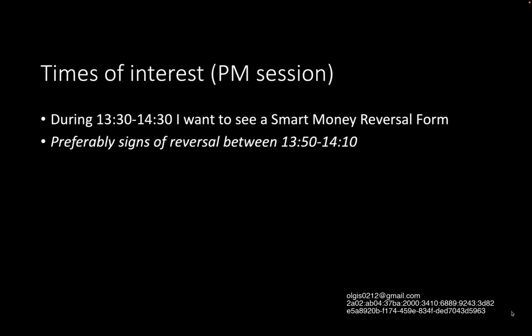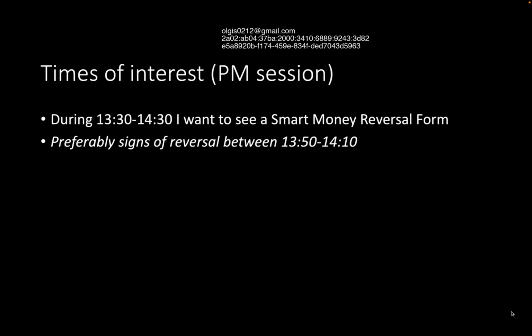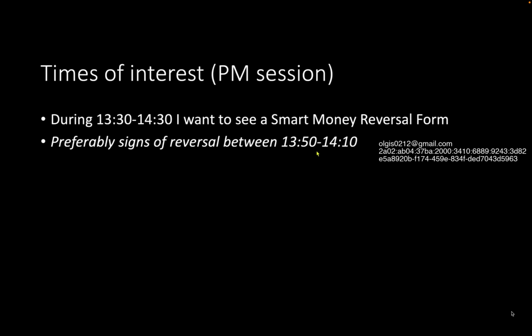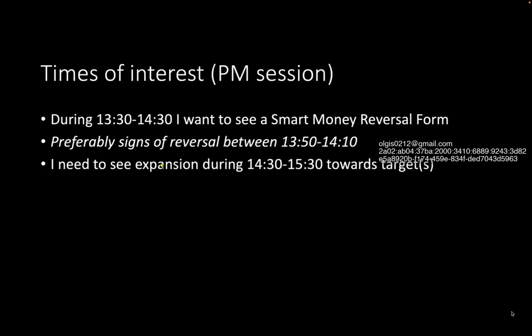Again, this time window is a macro window in which I want to see speed and velocity be injected into the marketplace, and this can come in the form of quick sell side delivery followed by quick buy side delivery if bullish within a buy model, and if we are seeing quick buy side delivery followed by quick sell side delivery if bearish, so within a sell model. That's why I want to see signs of reversal between those times. Let's take a look at the next bullet point, which is that I need to see an expansion during 2:30 to 3:30 towards the targets.